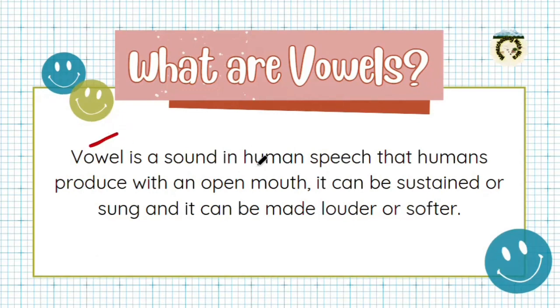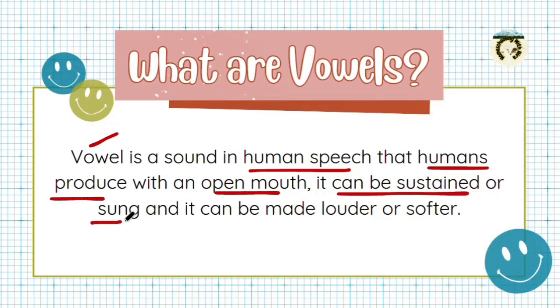A vowel is a sound in human speech that humans produce with an open mouth. This is the first point. To say the vowel sound, we need to keep our mouth open. This sound can be sustained. It means that the vowel can be sustained or sung, and it can be made louder or softer. These 3 points are the characteristics of vowels in the English language, right? If any letter follows all 3 things, it's a vowel. And if it's not following all these 3 characteristics, it's a consonant.